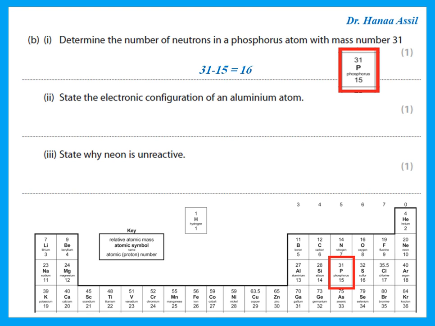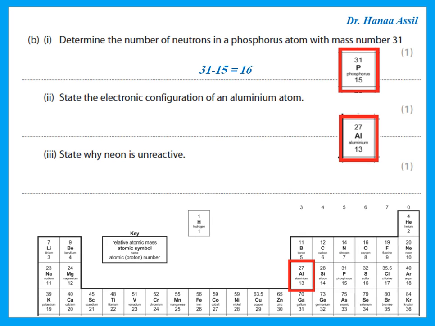State the electronic configuration of an aluminium atom. Remember, electronic configuration means arrangement of electrons. So I need to know how many electrons in aluminium. Where is aluminium? The small number is 13, so that means it has 13 electrons. The first shell takes 2, and then the second one takes up to 8. So the electronic configuration for 13 electrons is 2, 8, 3.